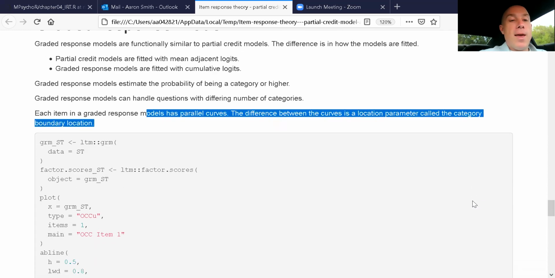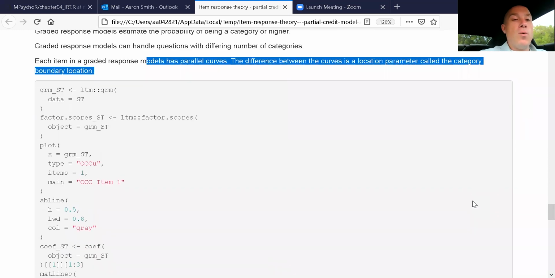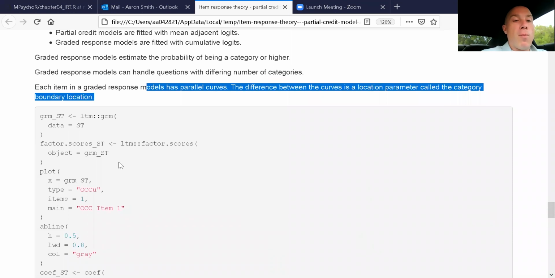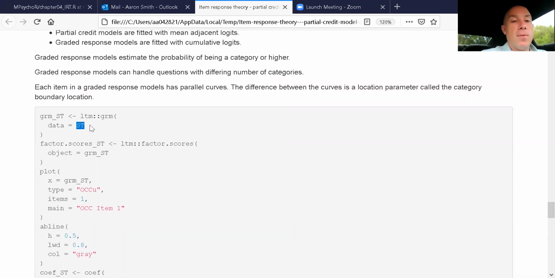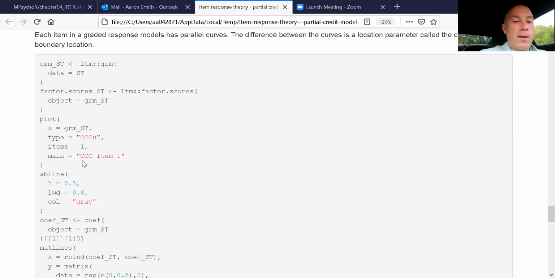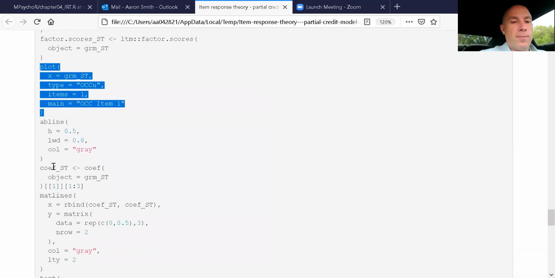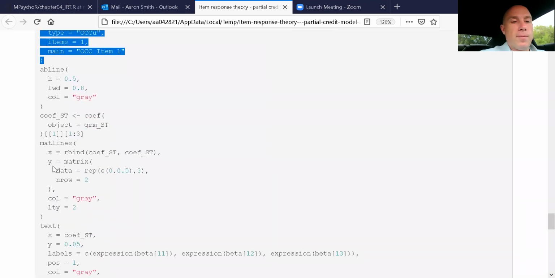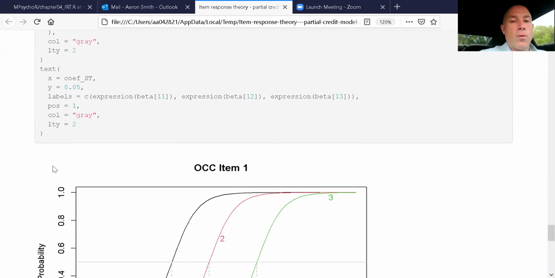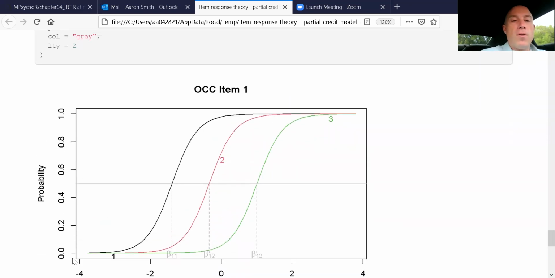So let's go ahead and take a look. So I'm going to do a graded response model with the ST data set. And let's go ahead and look at our factor scores. And let's go ahead and do some plotting. All right, I want to scroll down to the plot. So here we can see that we have cumulative logits. These look a lot like logistic regression, right?